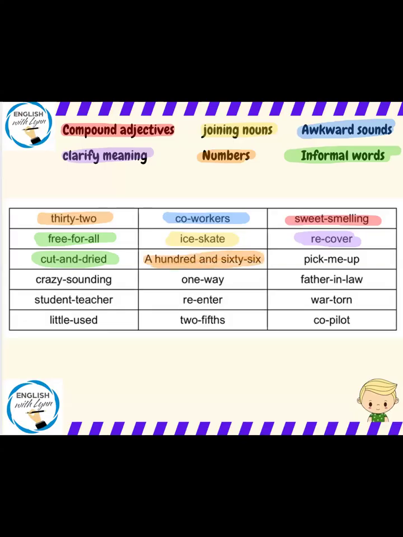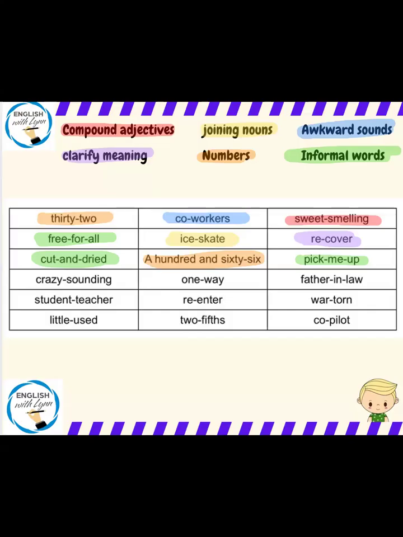And then pick-me-up. So that would mean not literally to pick someone up. A pick-me-up is something that would make someone feel better. Okay, so that is an informal phrase that you would use, and it is linked together with the hyphens to show that it is one phrase rather than three separate bits of it.